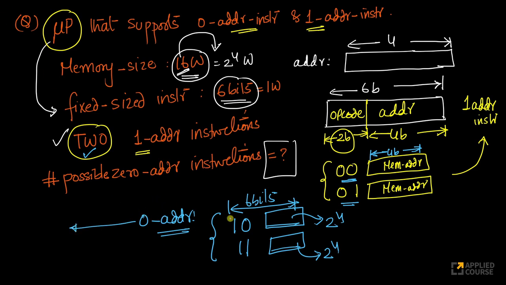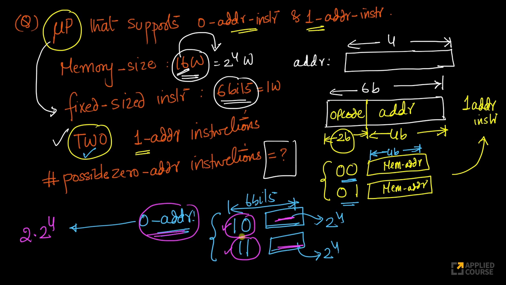My zero address instructions have to start with 10 or 11. When it starts with 10, my control unit interprets this as zero address. So it will not interpret these 4 bits as a memory address. It will interpret these 4 bits as part of the opcode itself, because it clearly understands that when it starts with 10 or 11, it's a zero address. When it starts with 00 or 01, it's a one address. So now I have 2 power 4 instructions that start with 10, and 2 power 4 instructions that start with 11. So in total I can construct 2 into 2 power 4 zero address instructions.